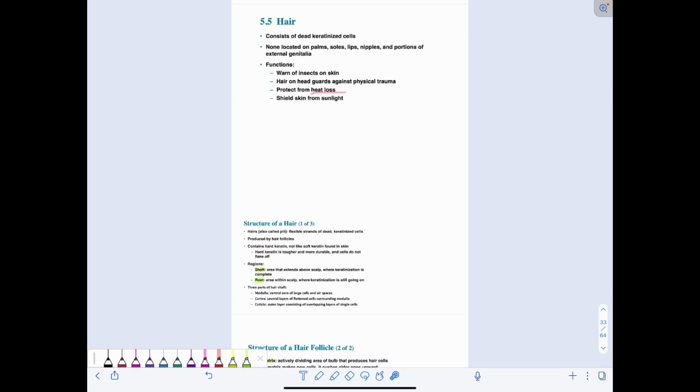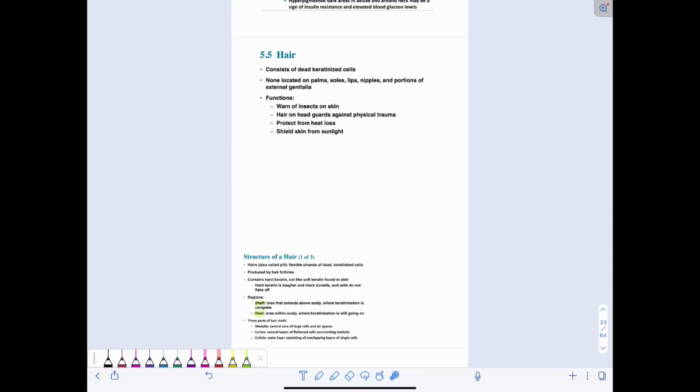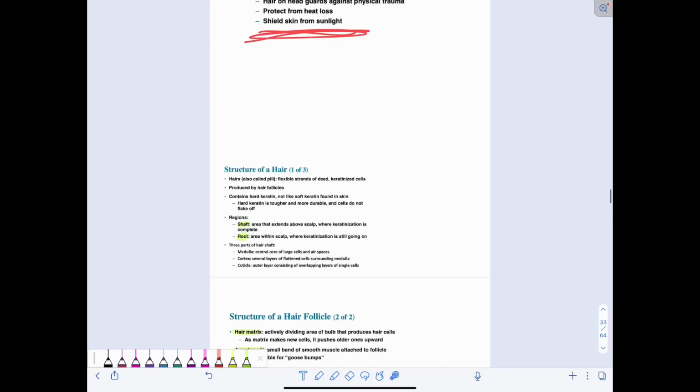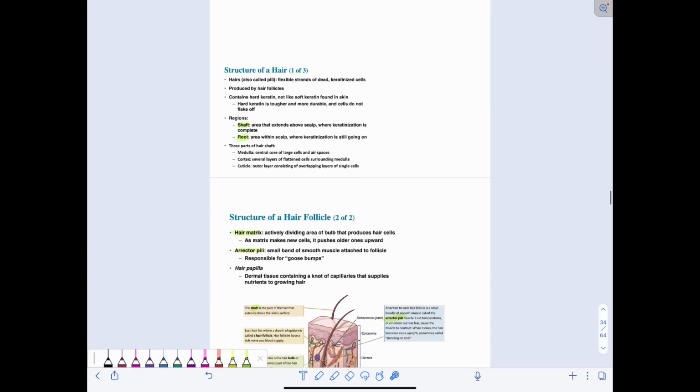I'm just going to read off this. Also, a little bit for heat loss, depending on what kind of hair we're talking about. Like cats, that's definitely true. But for us, true if it's coarse hair, right? I know I shave my head a couple times and it gets really cold right after that. Also, it shields the skin, right? That's what the lashes are. They're like little hats for your eyes.